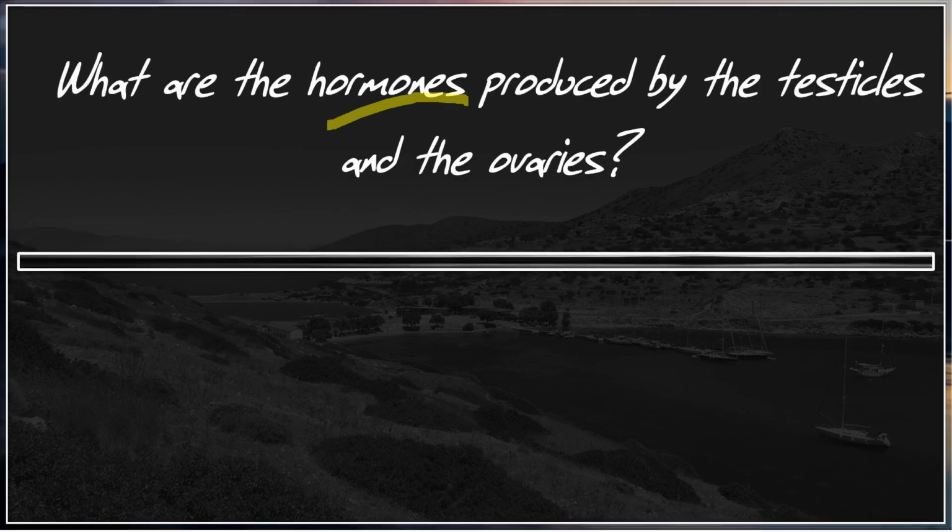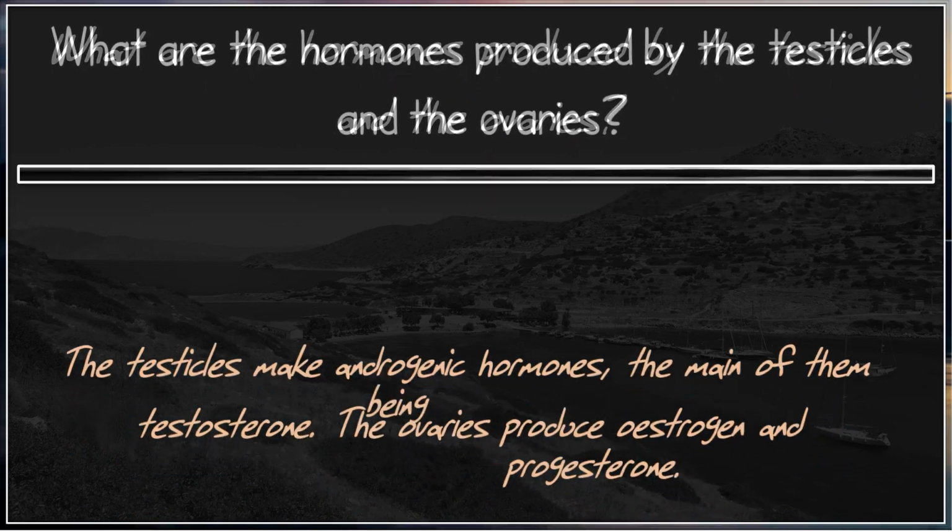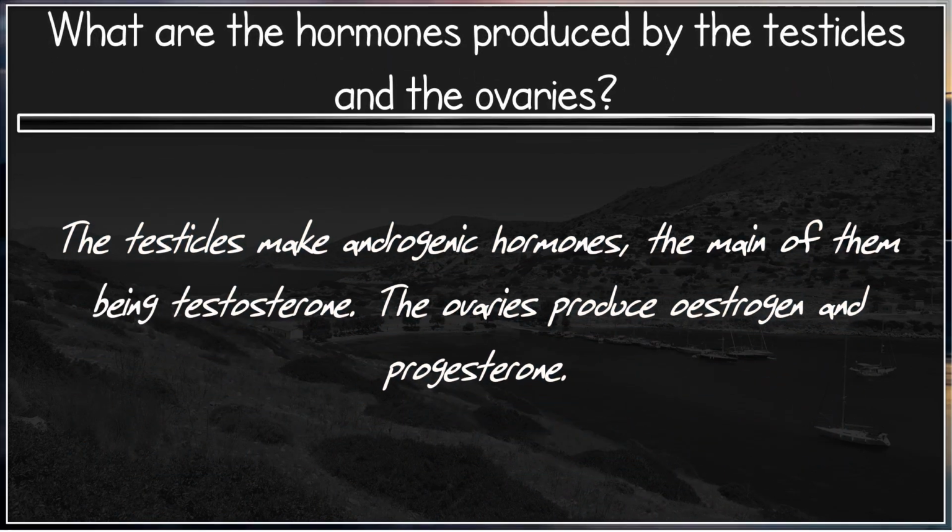What are the hormones produced by the testicles and the ovaries? The testicles make androgenic hormones, the main one being testosterone. The ovaries make estrogen and progesterone.